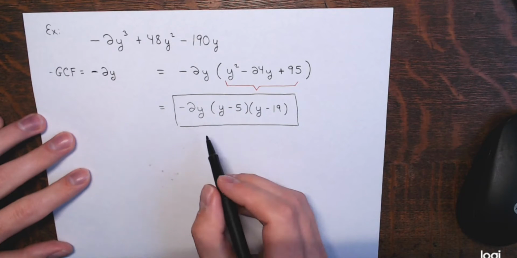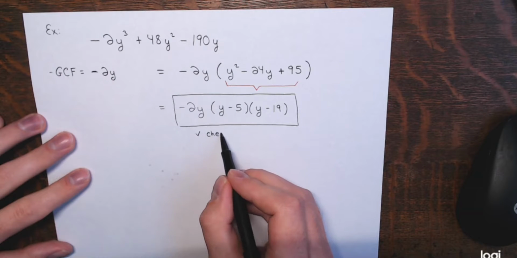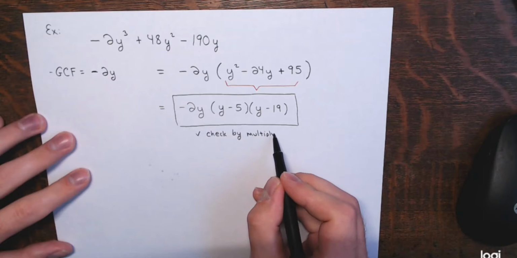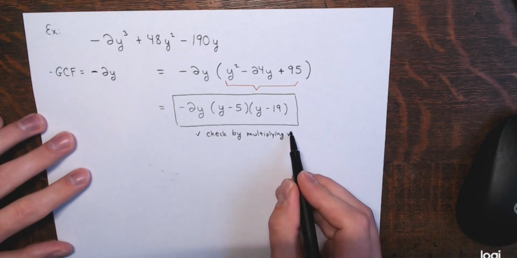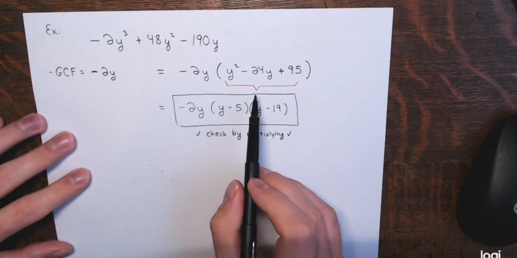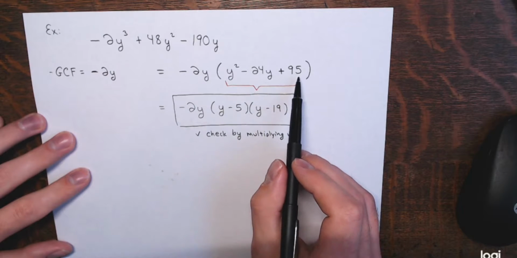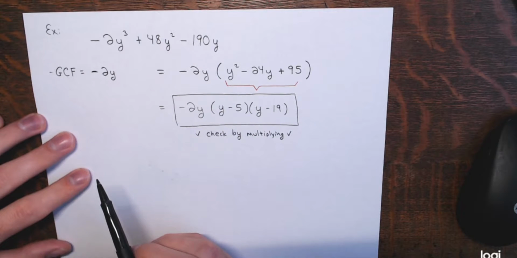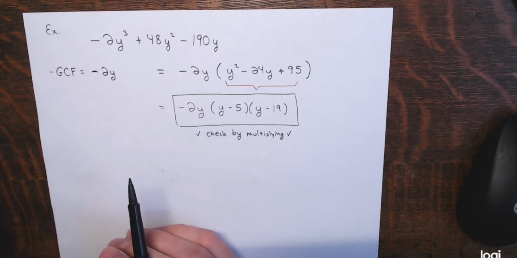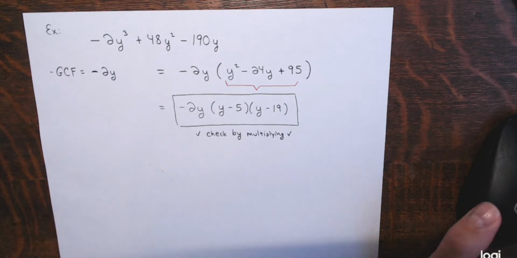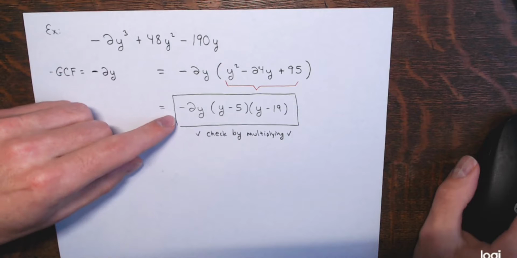And as I was saying, you check your answer by multiplying again. You check your factoring by multiplying. So if you multiply these two, y minus 5 times y minus 19, you would get y squared minus 24y plus 95, and then you multiply by the negative 2y, and you would get the original back, right? That's the hope, that when you factor, if you multiply it again and go backwards, you get back to something equivalent to the original expression. All right, and this is what I'm going to type right here, in the box.